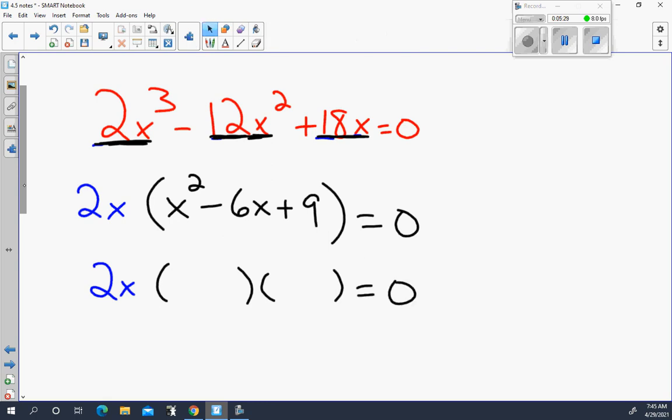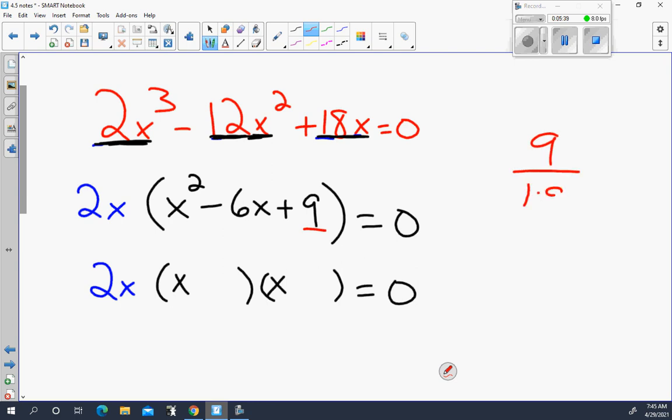And we know that x times x is going to be x squared. We have to find the factors of 9. 1 times 9, 3 times 3. And which one adds to 6? 3. And these both have to be negative because we have a negative 6, a positive 9.